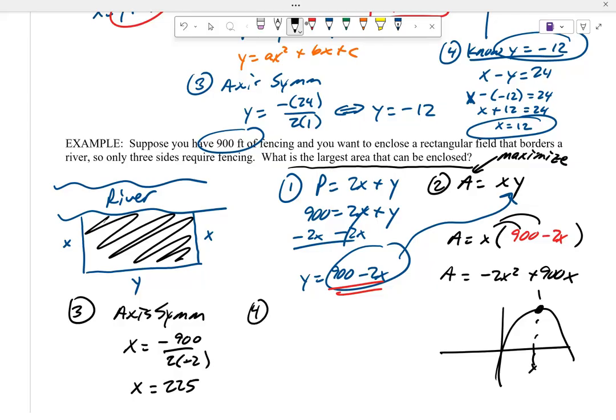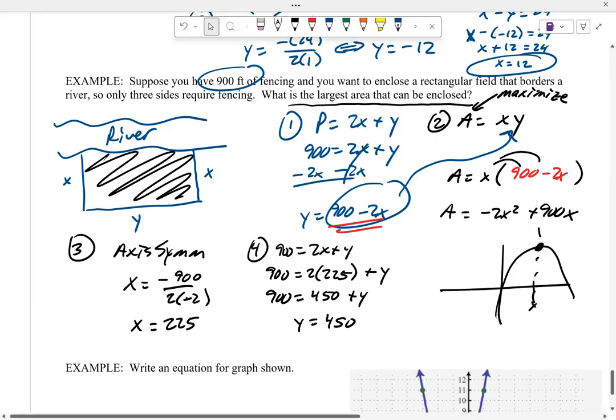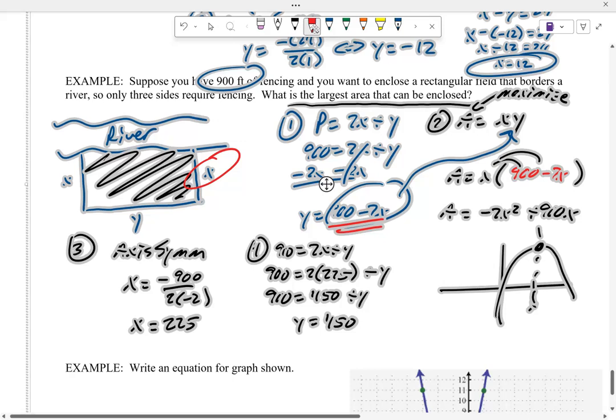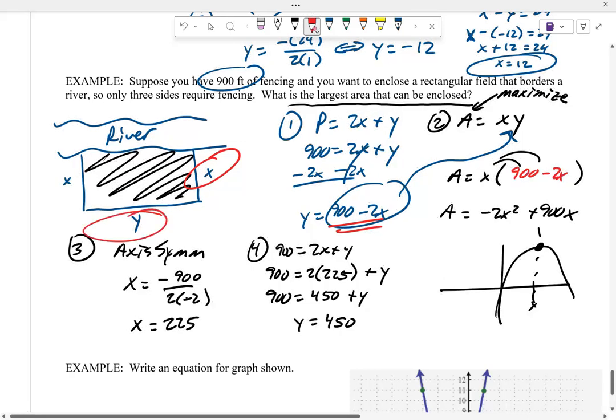And remember, the perimeter is, we had 900 equals 2x plus y. So 900 equals 2 times the 225 plus y. Let's find what the y has to be. Subtract 450 from both sides. So it looks like the y has to end up being 450. So we want the dimensions to be 225 by 450 feet.